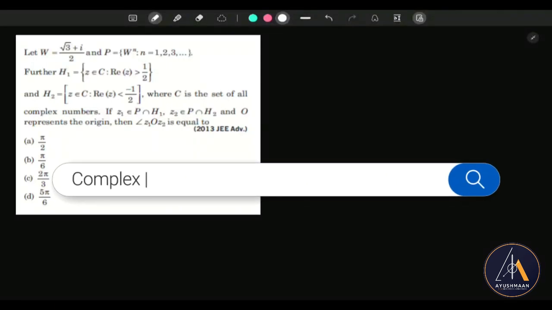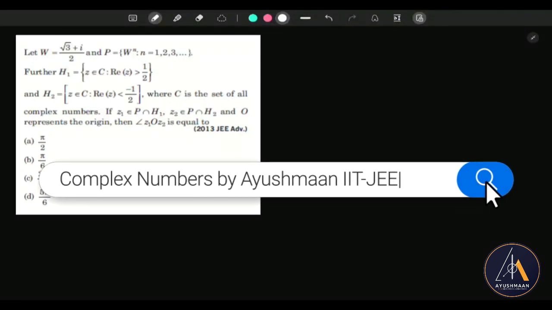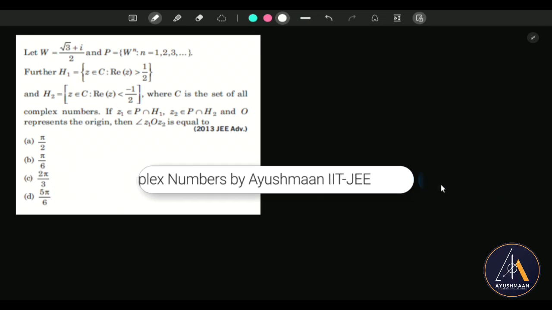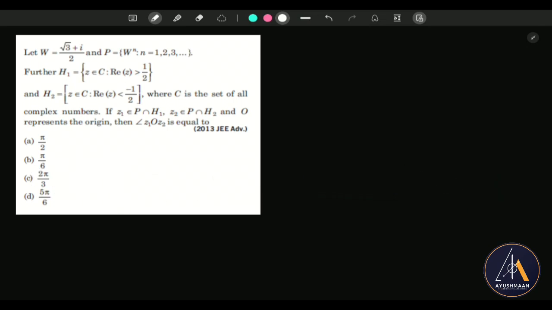So in this question we are given w = (√3 + i)/2 and P = {wⁿ : n = 1, 2, 3, ...}. H1 is the set of z belonging to complex numbers with real part of z greater than half, and H2 is the set of z belonging to complex numbers with real part of z less than minus half. C is the set of complex numbers. We have z1 in P ∩ H1, z2 in P ∩ H2, and O represents the origin. We basically need the angle z1 O z2.